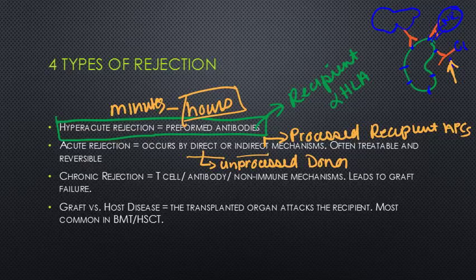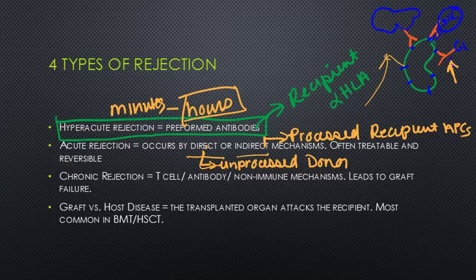In direct, the recipient T cells attack the allograft's mismatched HLA antigens, causing inflammation and prompting B cells to make anti-HLA antibodies. So basically, direct is the step before what I was describing over here. This basically is the process right before what happened up here with the antibodies that were preformed. So we're just making the antibodies that will eventually lead to the same outcome that we saw with hyperacute rejection. The nice thing here is that it takes a little bit more time, so we might be able to stop it.